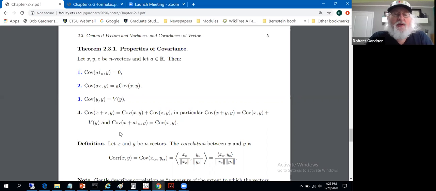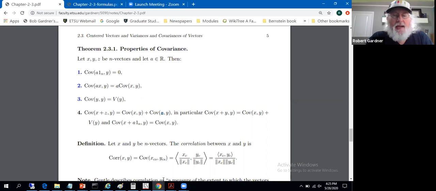Also, if we did adding a constant up here, we've taken the z parameter to be a vector that's constants a throughout for its components. We get the covariance of x plus y plus the covariance of a 1 sub n times y, and we see in part 1 that that's 0. So that's where the fourth part comes from.